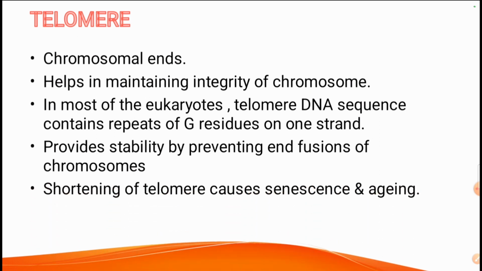Remember that shortening of telomere, that means if the telomere is very short, it causes senescence and aging. So one of the reasons for aging is the short telomere sequence. If the telomere sequence is short, then it might be the result of aging. Got it? So you just remember that the chromosomes are made up of what?